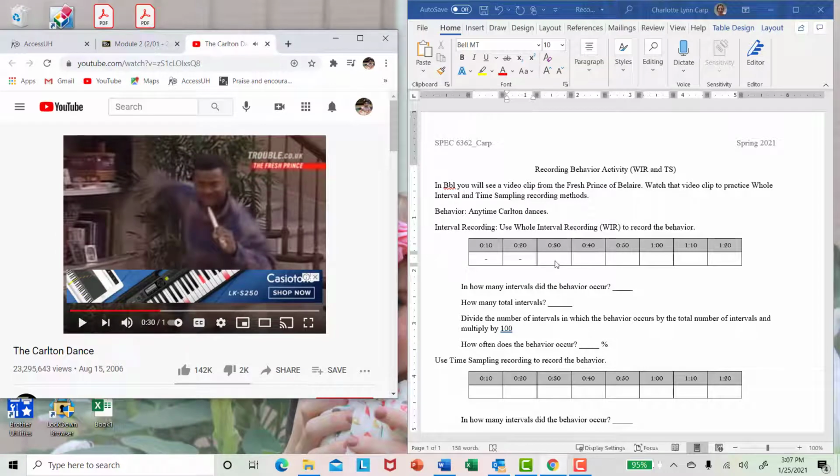Okay, so with this one, remember whole interval recording, it has to occur throughout the whole interval. So Carlton started dancing about 8 seconds into the interval, but we still put a minus because it didn't happen throughout the whole interval.